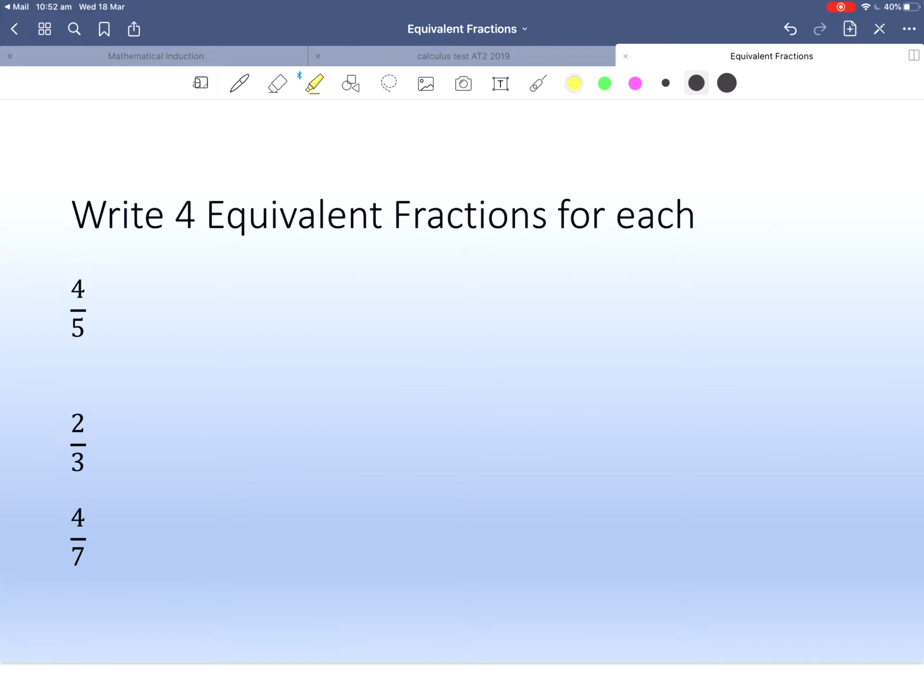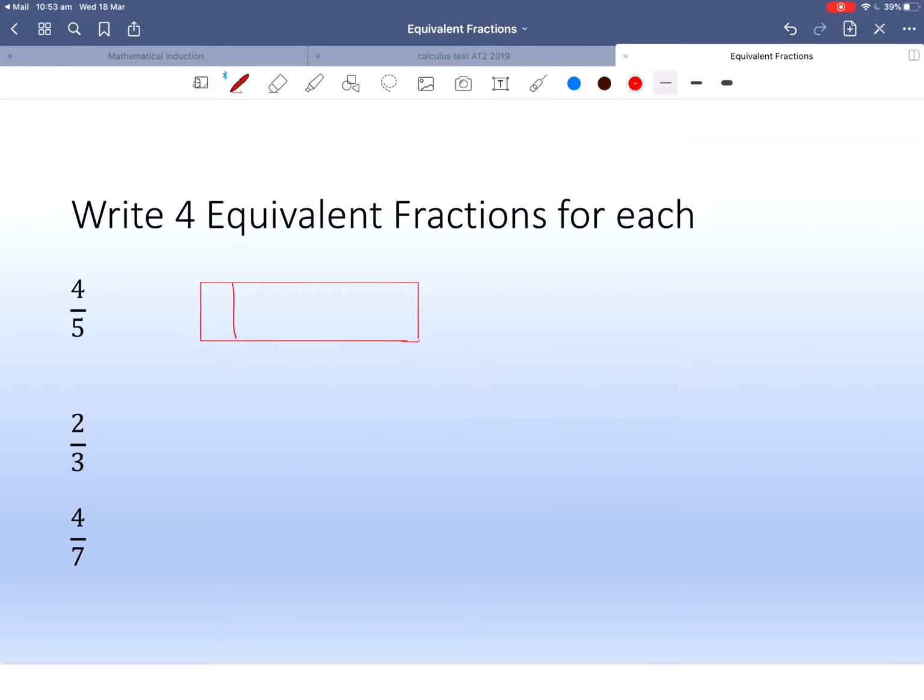Okay, so write 4 equivalent fractions of each. Now, to write 4 equivalent fractions, I need to explain what an equivalent fraction is. Now, equivalent fraction is that it's got the same value. So, for example, if I use this 4 over 5, if I had a block of chocolate and I split it up into 5 bits. So let's go 1, 2, 3, 4. I've got to do it to 5 equivalent bits.